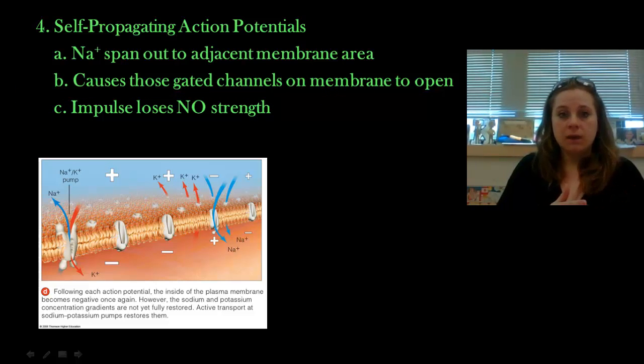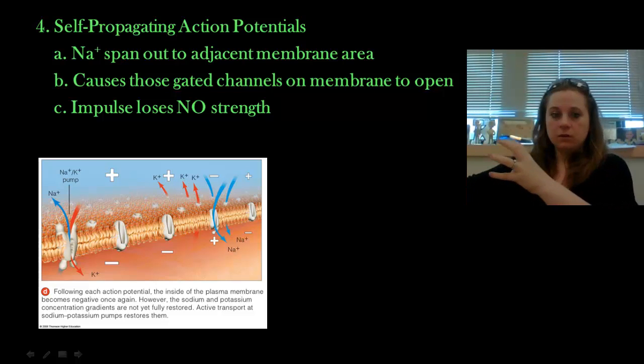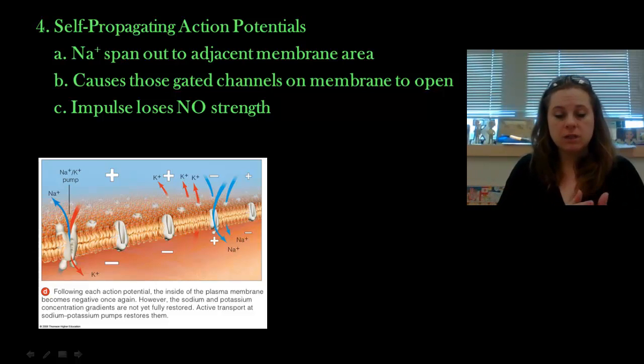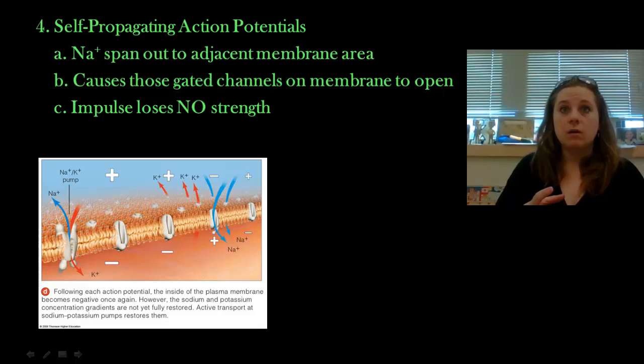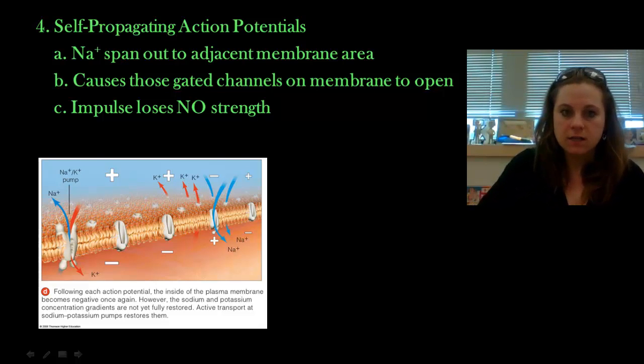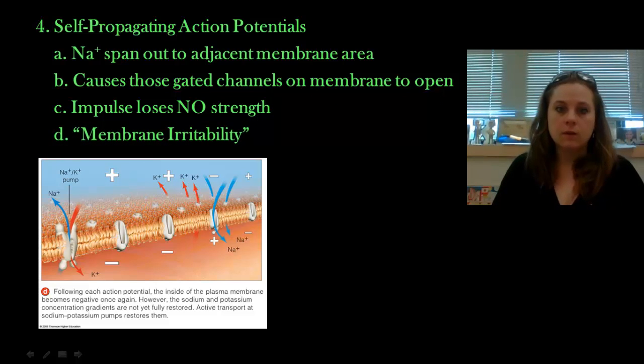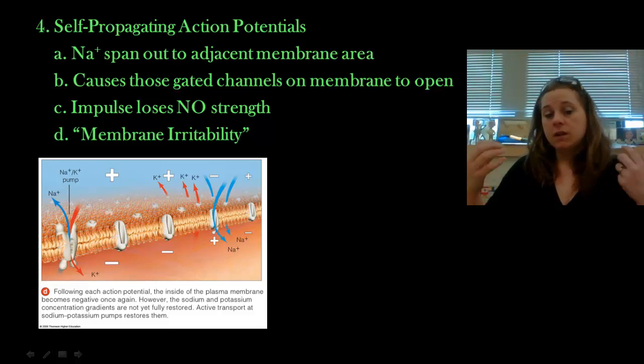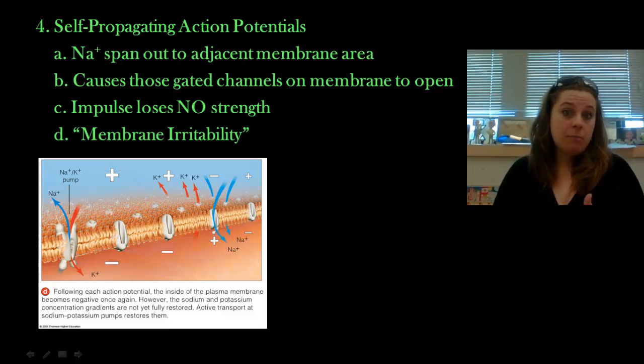Because they're self-propagating and because they happen in these chunks, there is no strength loss in the actual signal. An action potential has a very distinctive no strength lost. The reason we can do things like pick up heavy things versus not comes from how many of these we fire at a time, not a single one. And this comes from the irritability of the membrane. It's very sensitive to these changes and can make these things happen as they go down.